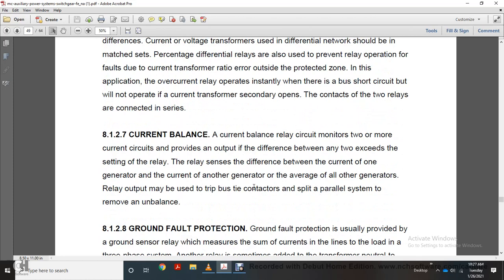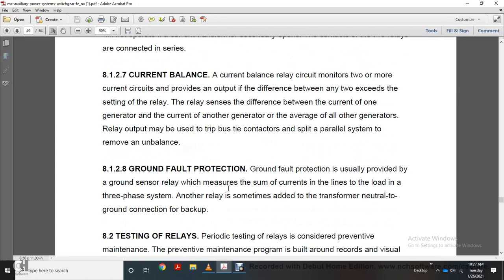Current balance relay, circuit breaker. The circuit monitors two or more current circuits and provides an output when the difference between the two exceeds the setting of the relay. The relay senses the difference between the current of one generator and the current of another generator, or the average of all the other generators. Relay output may be used to trip the bus tie contact, or split or parallel the system to remove unbalance. Ground fault protection.